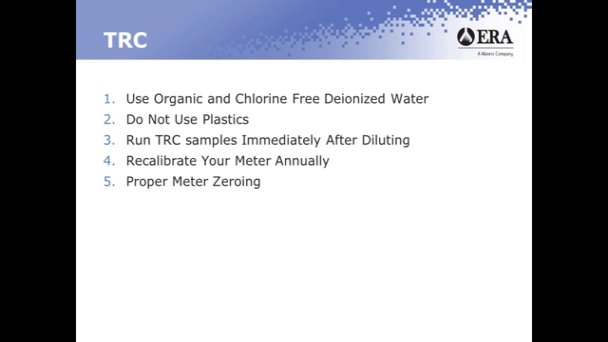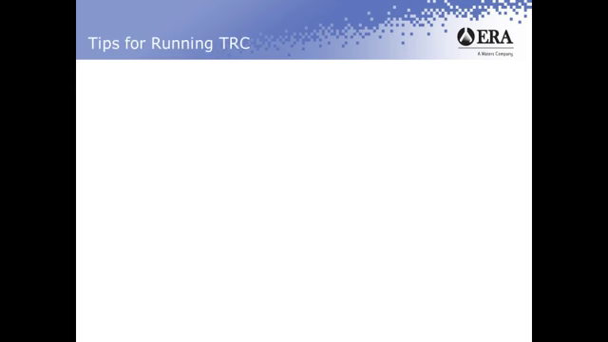Historically, the majority of chlorine testing that we've seen here at ERA is performed on the Hach meters, which are very good meters. So what we're going to do is focus our talk here on both the stability of chlorine and the fact that they're run on Hach meters. Some of the things we want to talk about here are the use of organic and chlorine-free deionized water, not using plastics and why, running your TRC samples immediately after diluting, getting those Hach meters recalibrated and why we would want to do that, and the proper zeroing of those Hach meters.